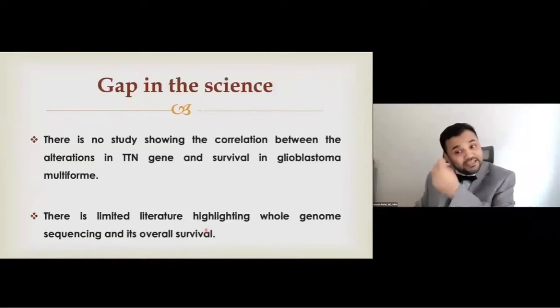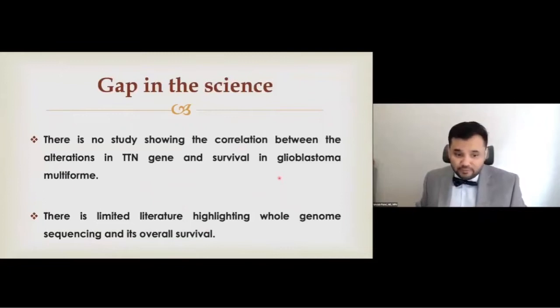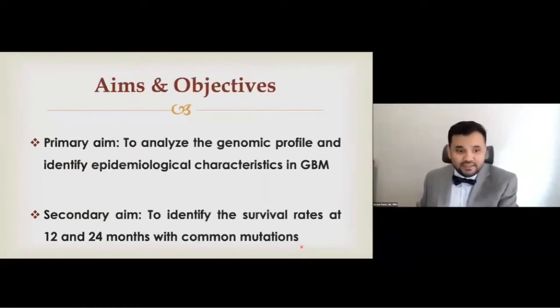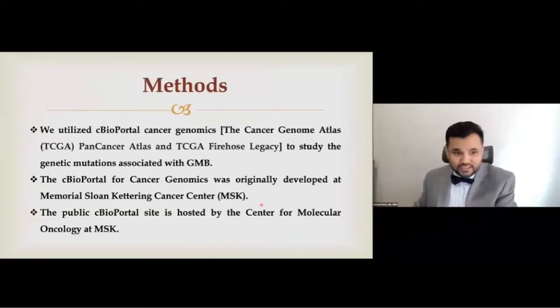We do not have any evidence or previously published article that correlates alteration in the TTN gene with survival in glioblastoma multiforme, and there is very limited literature highlighting whole genome sequencing and overall survival rate. So the aim of our study is to analyze the genomic profile and identify the epidemiological characteristics of GBM. The secondary aim is to identify survival rates at 12 and 24 months with the common mutations.